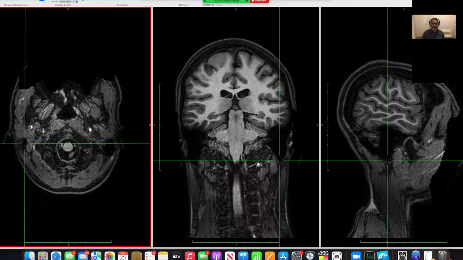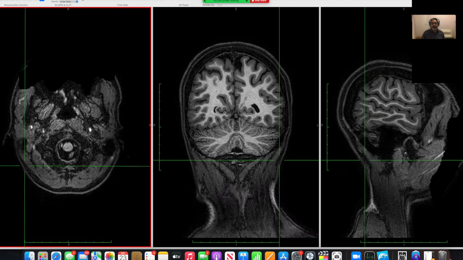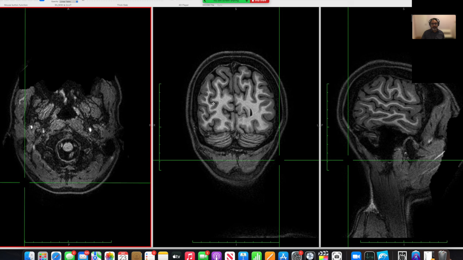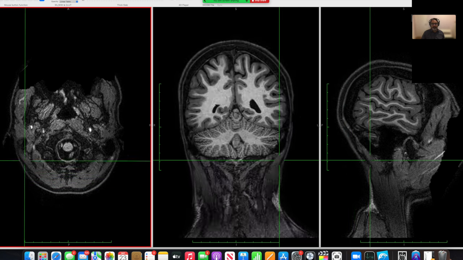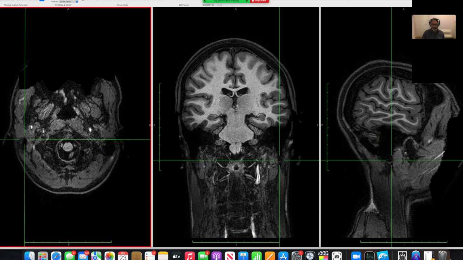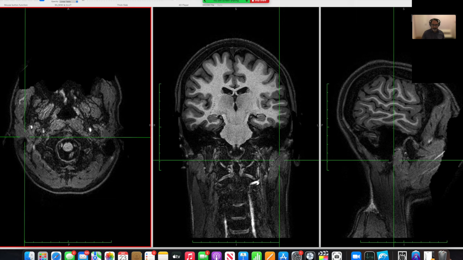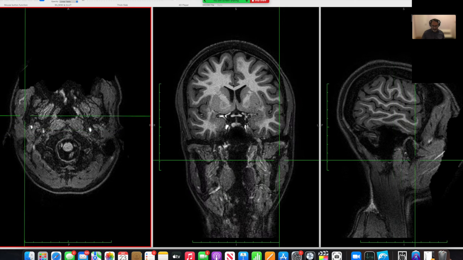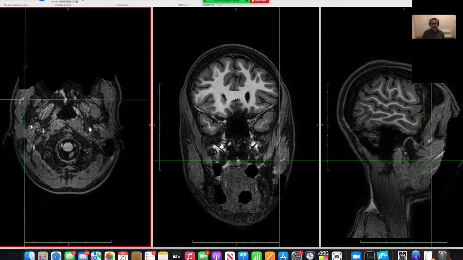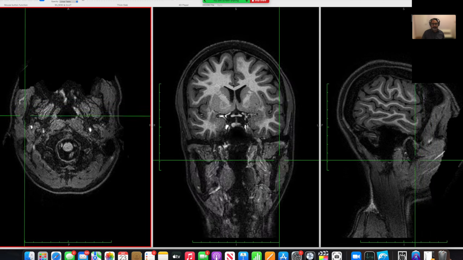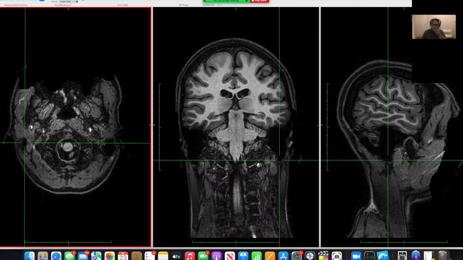And I wanted to demonstrate that because all of this essentially is the corona radiata. So if you look at this white matter, and I'm going to go from posterior to anterior, you're going to see it come together at the posterior limb of the internal capsule. That's the posterior limb. And then there's the anterior limb. And from those two limbs, all these fibers moving out, that's the corona radiata.